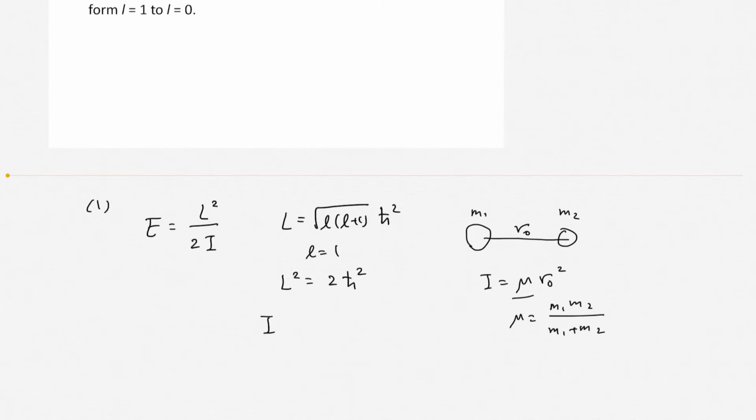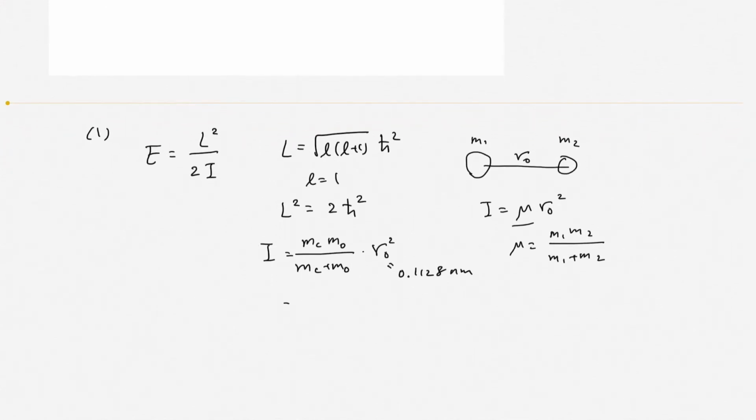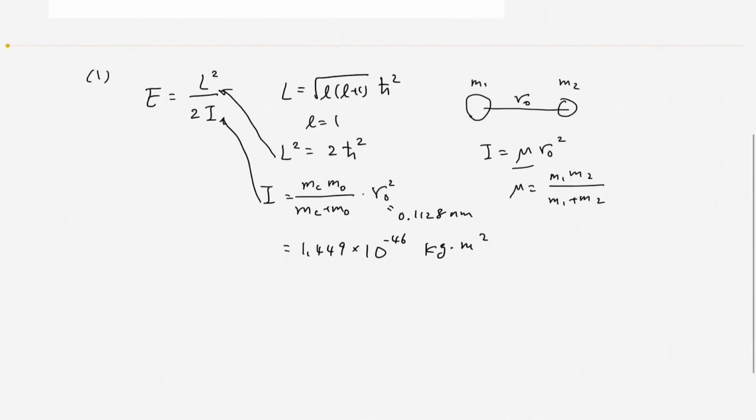Then we can calculate the moment of inertia for the CO molecule. It is the mass of the carbon times the mass of the oxygen atom over the sum of the two masses, times r sub 0 squared, where r sub 0 is 0.1128 nanometers. If you substitute all the values, you find the moment of inertia is 1.449 times 10 to the minus 46 kilogram meter squared. Then you can substitute L squared and I, and the energy can be calculated.